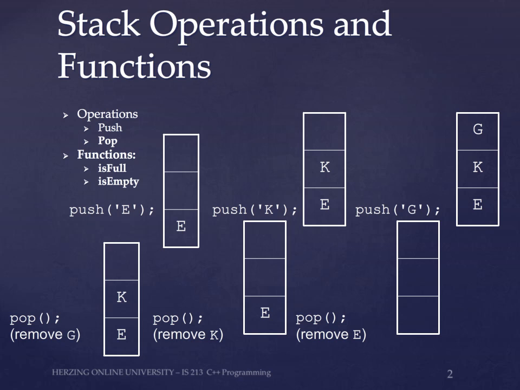An example of stack operations when you have a stack that can hold char values. Notice the push and pop operations and the representations in these images. We started, for example, with this E, we pushed the K, and then we pushed the G. And also the pop operations: we started with the EKG stack and then we pop the G, then pop the K, then pop the E, and we end up with an empty stack.